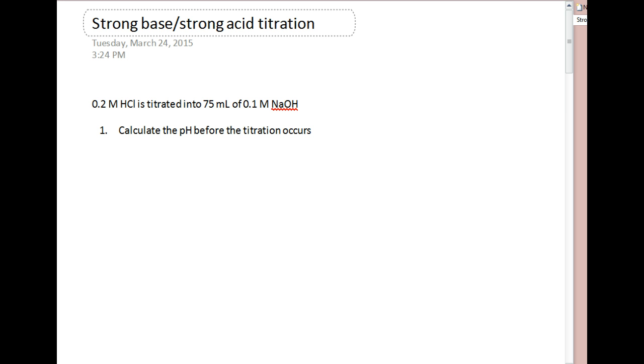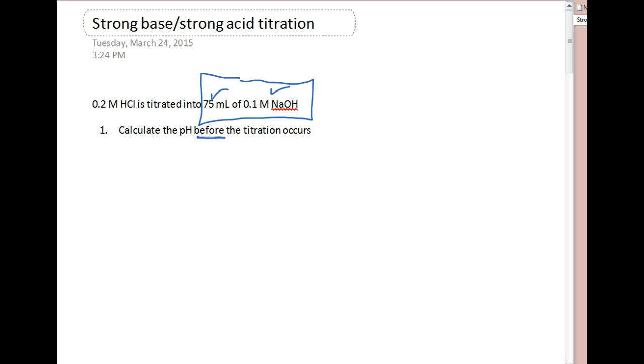So we have 0.2 molar HCl being titrated into 75 milliliters of 0.1 molar sodium hydroxide. Just to envision it, our 75 mils of 0.1 molar sodium hydroxide are going to be sitting in our Erlenmeyer flask with the HCl in the burette, and then we're going to titrate that HCl in slowly. Before we start, we're going to calculate the pH before any titration occurs. So this is just going to be the pH of 75 mils of a 0.1 molar sodium hydroxide solution.